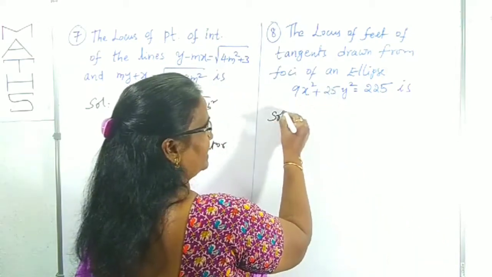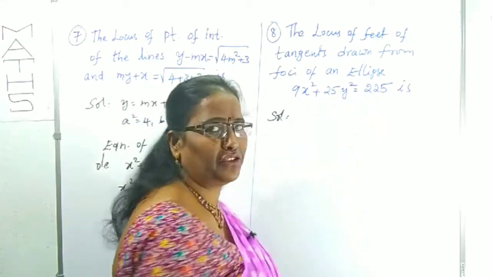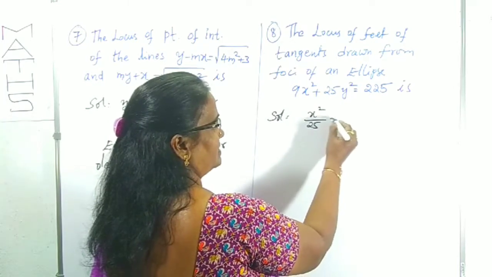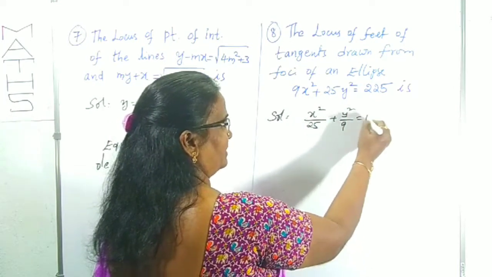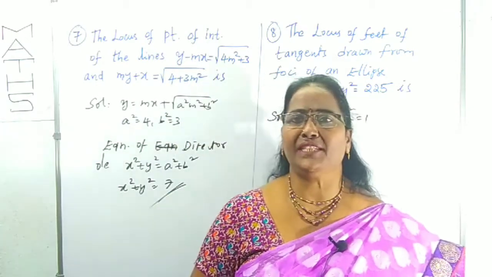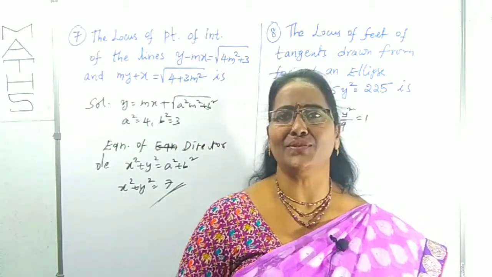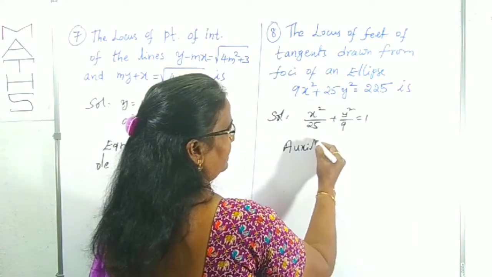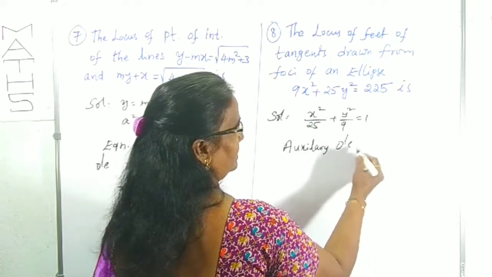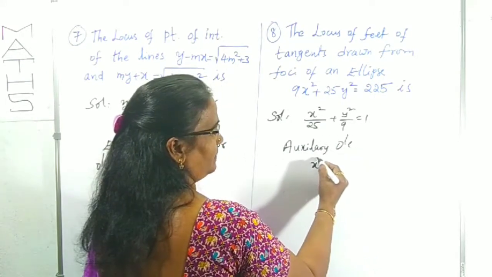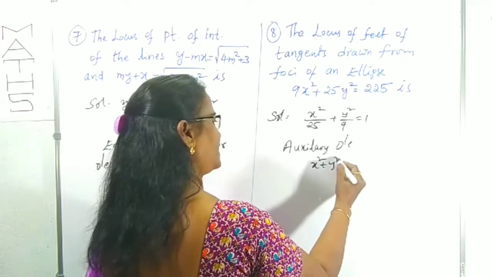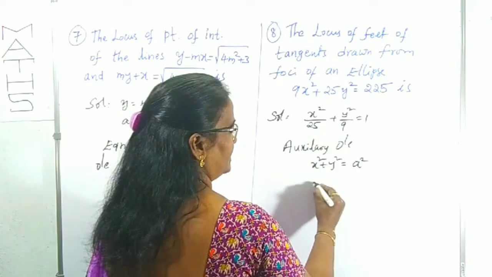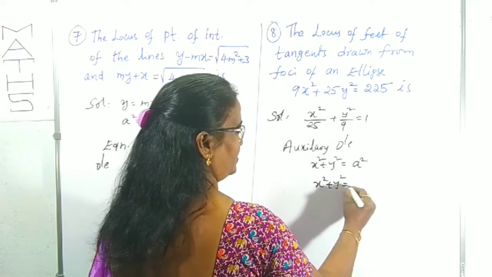First, we can reduce the equation of the ellipse to standard form by dividing by 225. It becomes x square by 25 plus y square by 9 is equal to 1. The locus of feet of the perpendicular from foci to any tangent is called the auxiliary circle. You know that equation clearly: x square plus y square is equal to a square, when a is greater than b. Yes, a is greater than b, so it is simply x square plus y square is equal to 25.